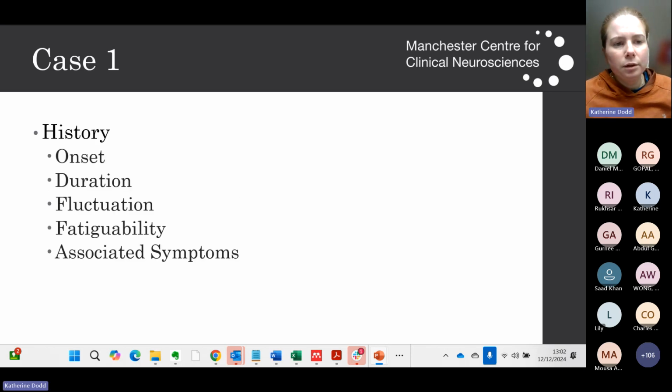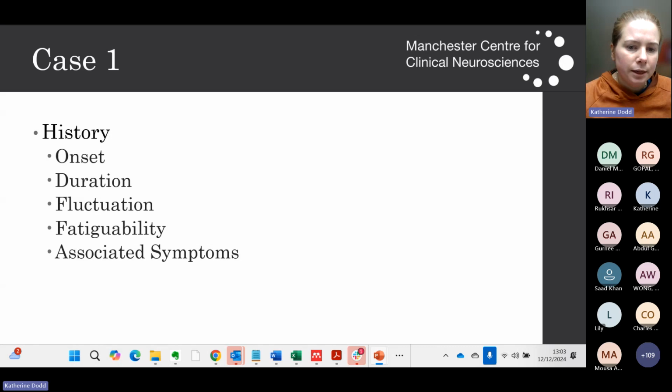So when someone comes in with a neurological problem, we want to go back to basics, and these are things we learnt in medical school. We want to ask about the onset. When did it start and how did it start? Was it sudden? Did it come on gradually? Over how long? Has it come and gone? Is there fluctuation to the symptoms? Is there a fatigability to the symptoms, and is there anything associated?